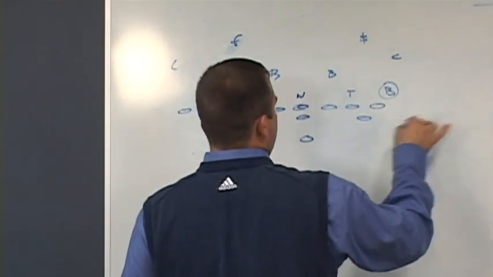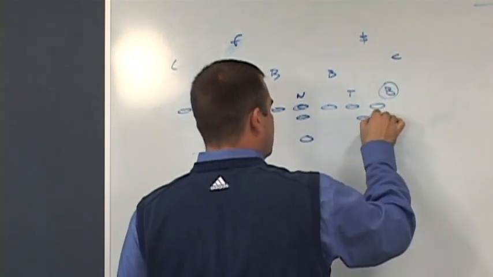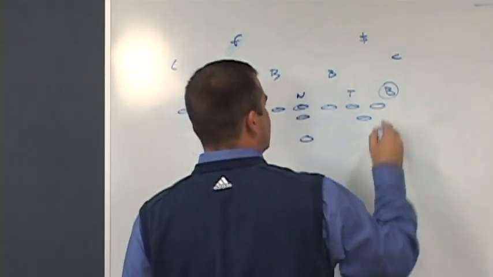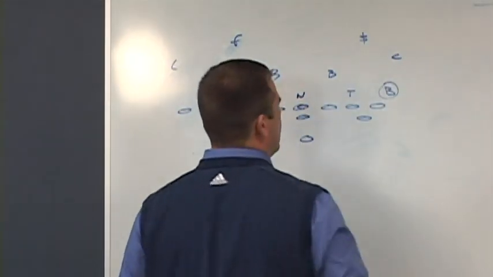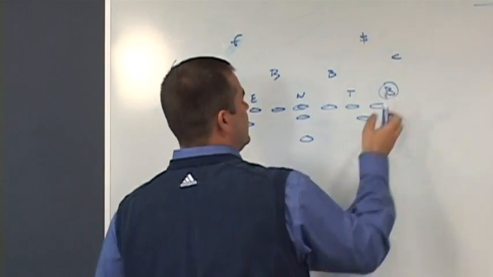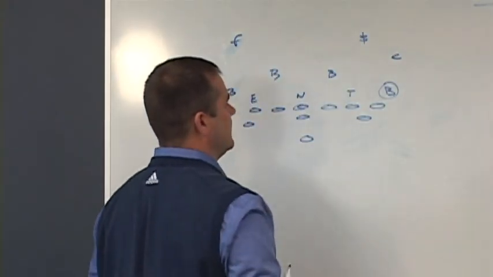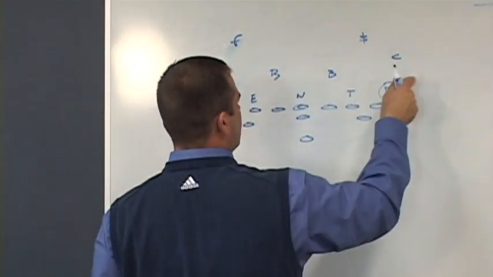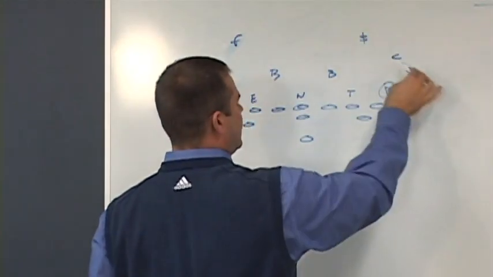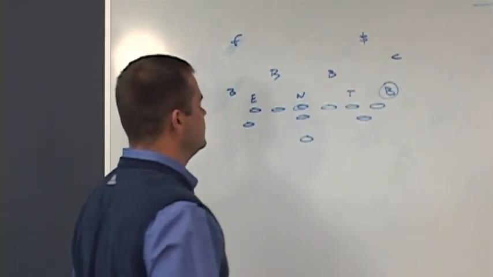Now we don't have a receiver out wide, so our slot here is responsible to block the corner. Anytime our slot's responsible for the corner, we have what we call a mush pitch. A mush pitch is any time that we haven't identified who we're blocking as far as the pitch key is concerned. So a mush pitch could be the strong safety, depending on where this guy ends up. More than likely the strong safety could be the backer over the top. And as we go through this, you'll see what's going on.